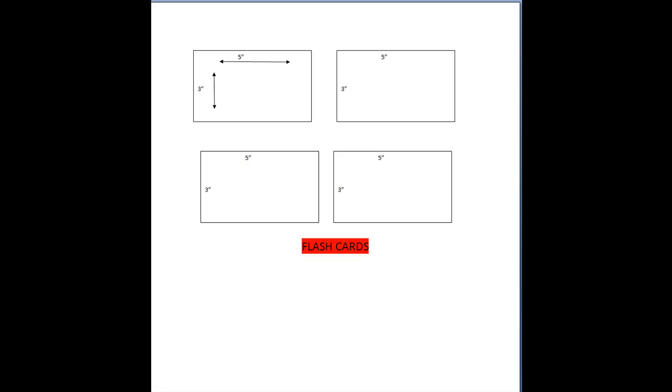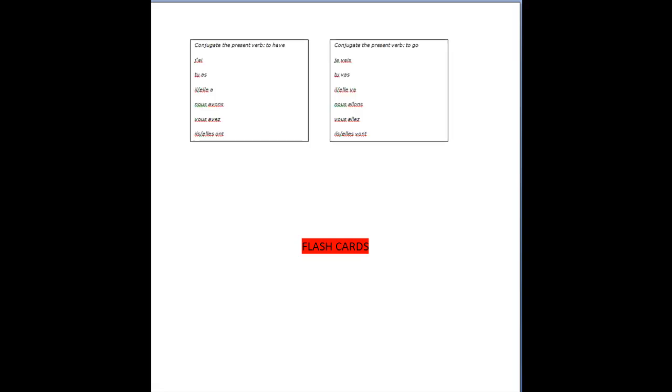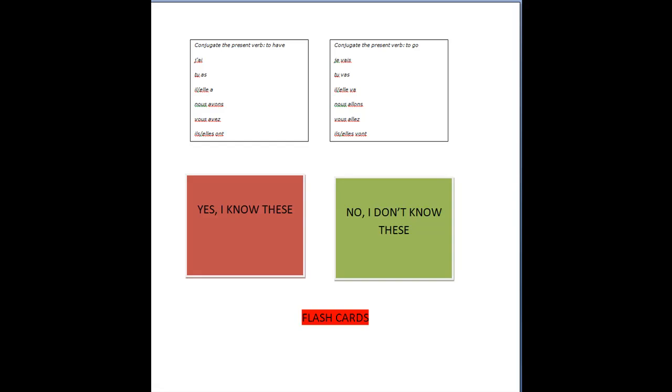To create flashcards, you will need 3x5 cards. Here's an example of cards that you may make when learning how to conjugate verbs in French. For each card, you will write one fact. Keep it short and simple, limiting each side of the card to one fact. Sort the cards into files: 1, yes, I know these, and 2, no, I don't know these.